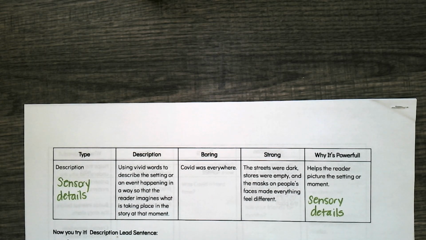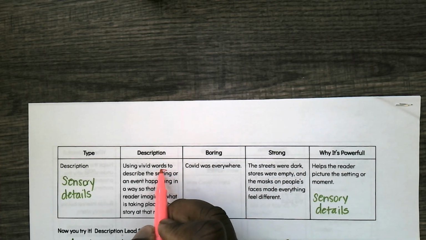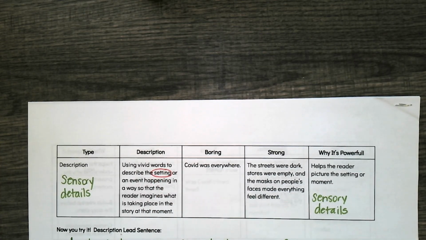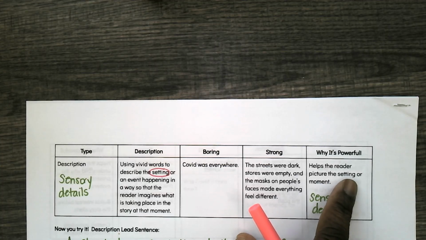And in the last example, I'm going to talk about using a descriptive lead to pull the reader in. This is when the writer uses vivid words to describe the setting. It can be when it's taking place, where it's taking place, or an event happening in a way so that the reader can imagine what's taking place in the story at that moment. So it doesn't have to just describe what's happening, but it can also describe the setting to help the reader visualize it. So they're going to picture whatever's happening in that moment.